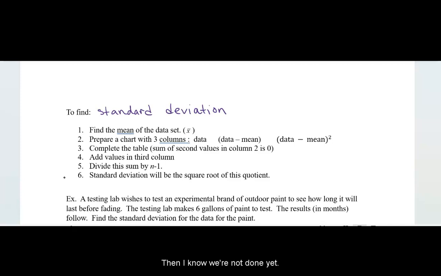Then, I know we're not done yet. The standard deviation is then going to be the square root of what you found in step 5. Now, I know this sounds like a lot, but when we work through the steps, you'll see it's really not that bad. At least I'm going to say it's not that bad.